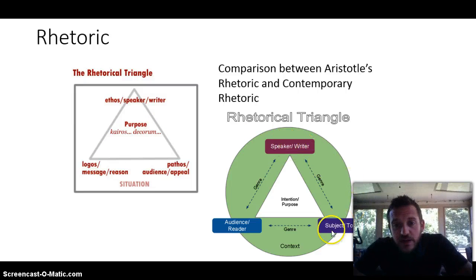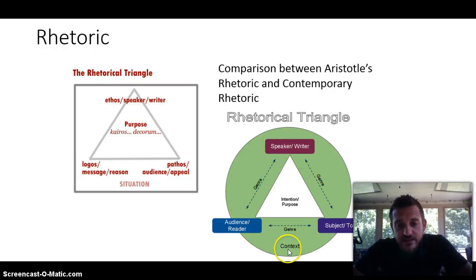This is kind of the more contemporary. Some instructors use these terms, ethos, logos, pathos. I typically don't. I use author, audience, and purpose. Purpose is in here, and here's the subject or topic. And this is all within the circle of context.